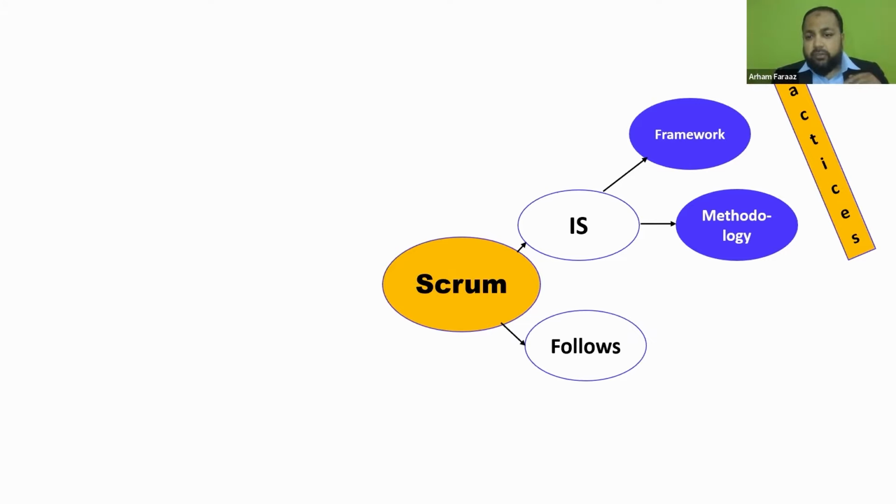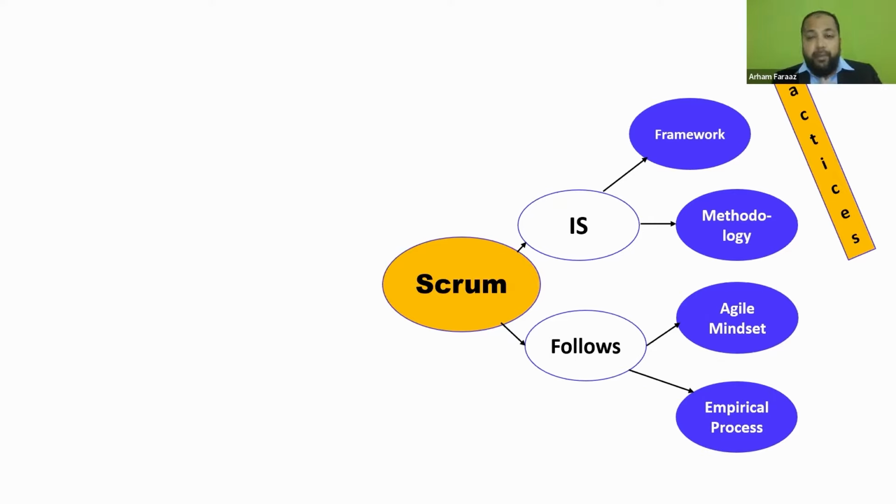Scrum follows the agile mindset. It follows an empirical process. So what is an empirical process? An empirical process is one in which we inspect and we adapt. We inspect things, is it working fine or not, and then we adapt it. We make some tweaks, we make some changes, and then that's going to work efficiently.